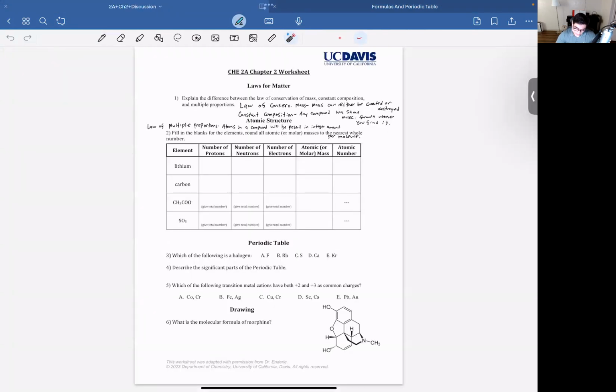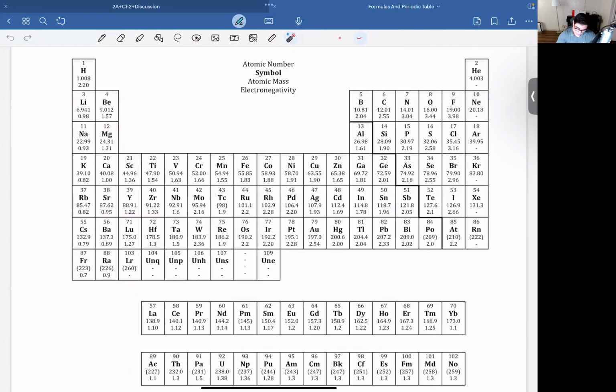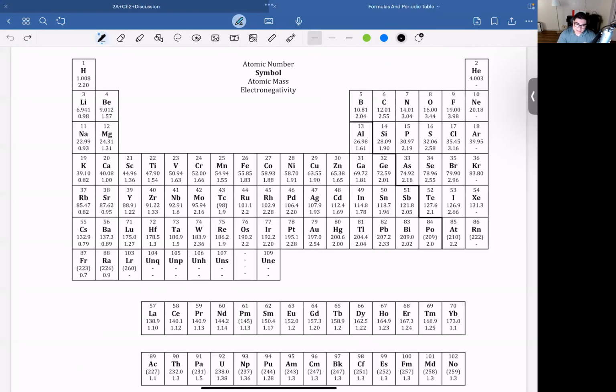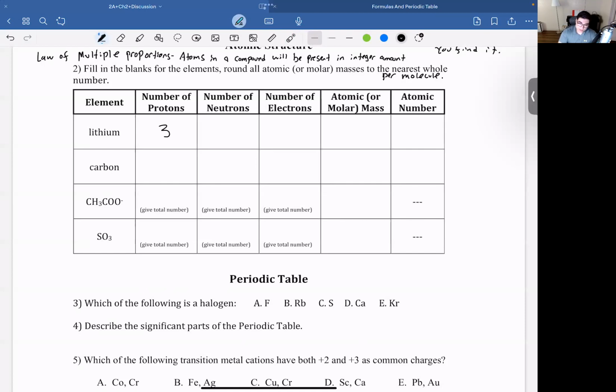So how do you determine how many protons lithium has? Well, you just look at the atomic number, the number found at the top above any element on the periodic table. So lithium has an atomic number of 3, as you saw over here. Because of that, it has 3 protons. Great. For the number of neutrons, you round the atomic mass to the nearest whole number. Round up if you're at 0.5 or above, round down if you're below 0.5, but round to the nearest whole number. So lithium to the nearest whole number has an atomic mass of 7. So the number of neutrons ends up being 4.